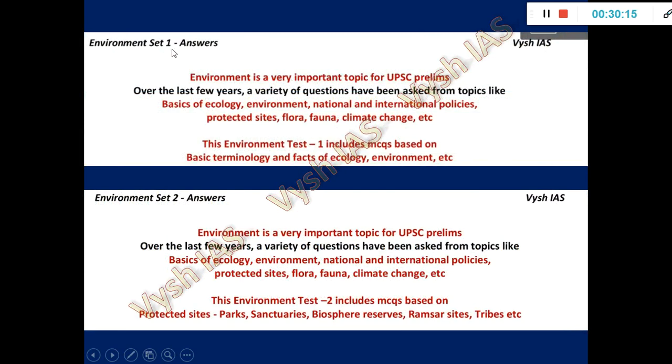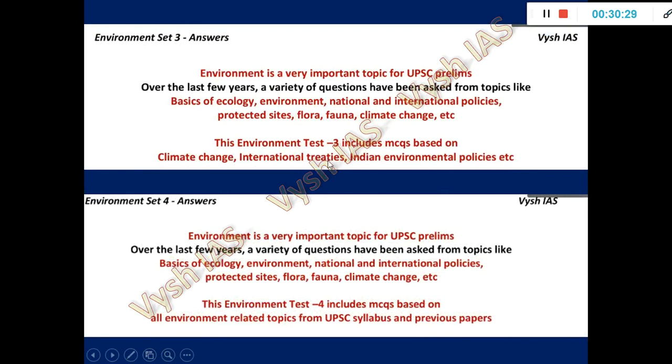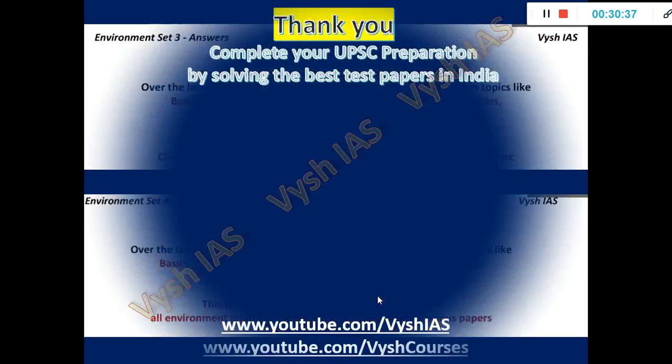And then these are the test series which we have. 4 environment tests are there, and each is based on different things. Like the first test is based on terminology, ecology, environment, etc. Second is based on flora, fauna, and here we can see protected sites, all the Ramsar sites. Then environment test 3 is based on climate change and international summits. Environment test 4 is based on things which are not there in the first 3 tests, which will be more syllabus oriented and exam paper oriented.